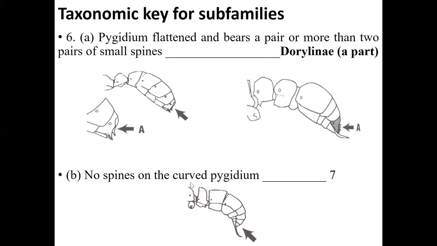Then if you don't find such spines on the pygidium, and the pygidium looks like this, curved with no spines, you go to number 7. Here you can sort Dorylinae members apart. Remember, it's Dorylinae.